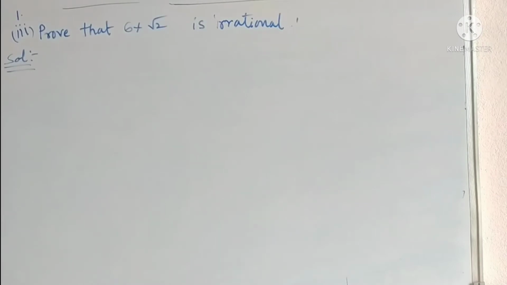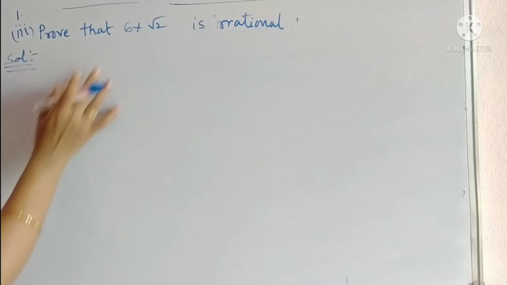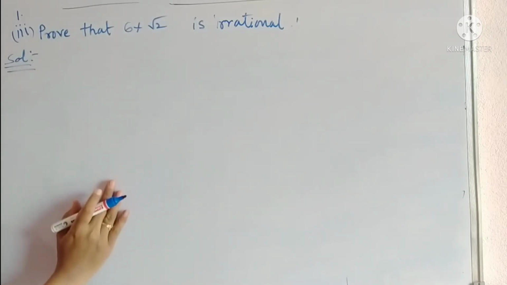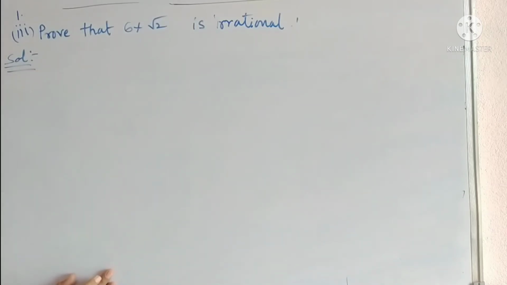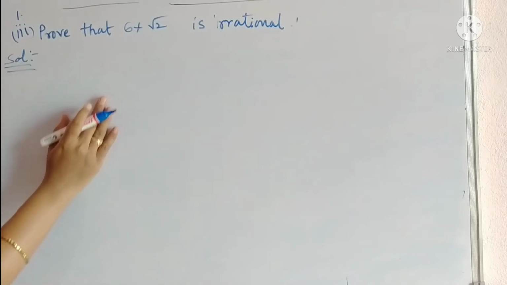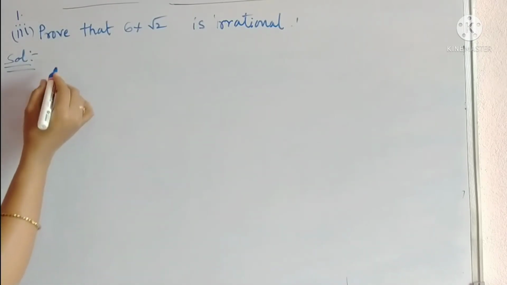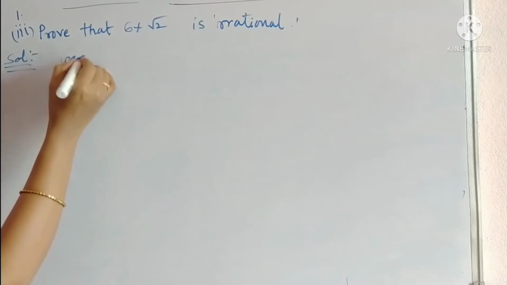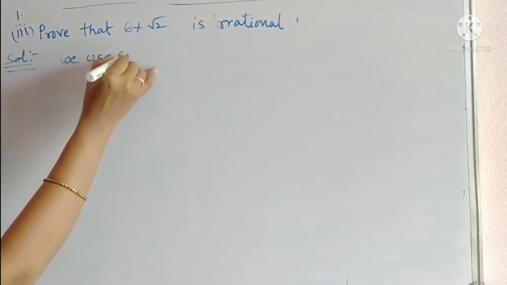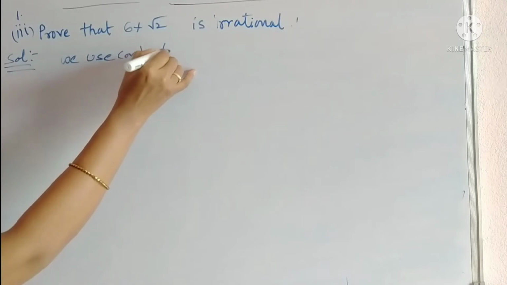Here 6 plus root 2 is irrational. We have to prove that. Already I explained this solution in our previous video, but there I transposed 6, okay? And if we transpose root 2, how do we solve, we will see, okay? Here also we use the contradiction method.